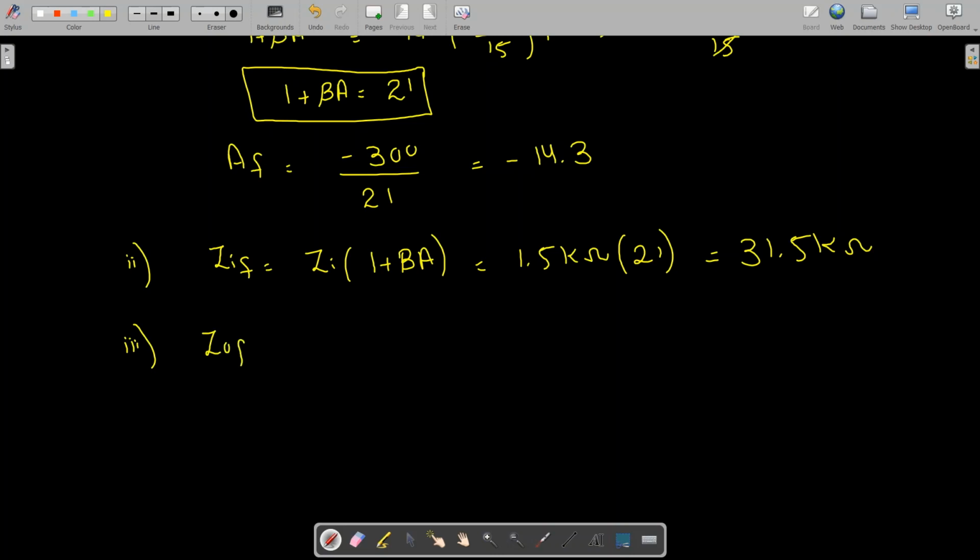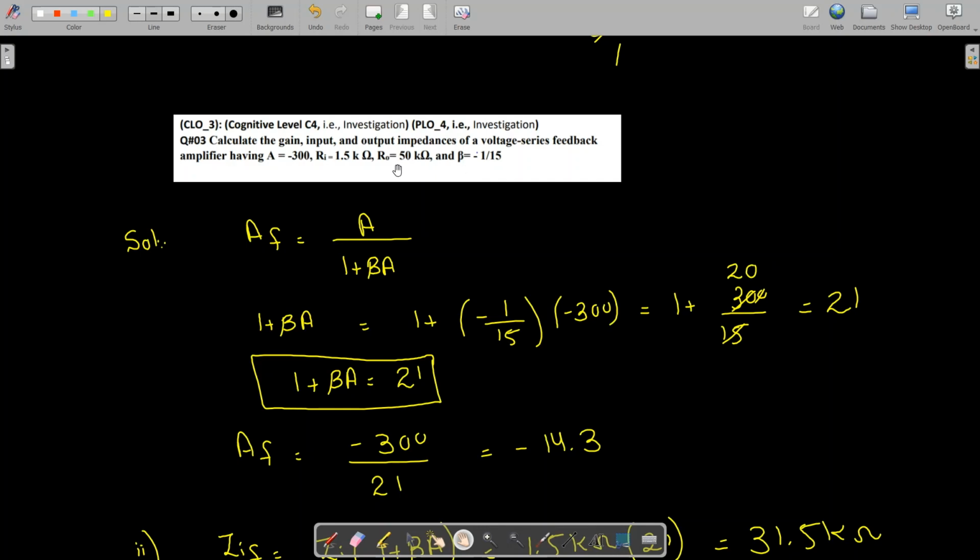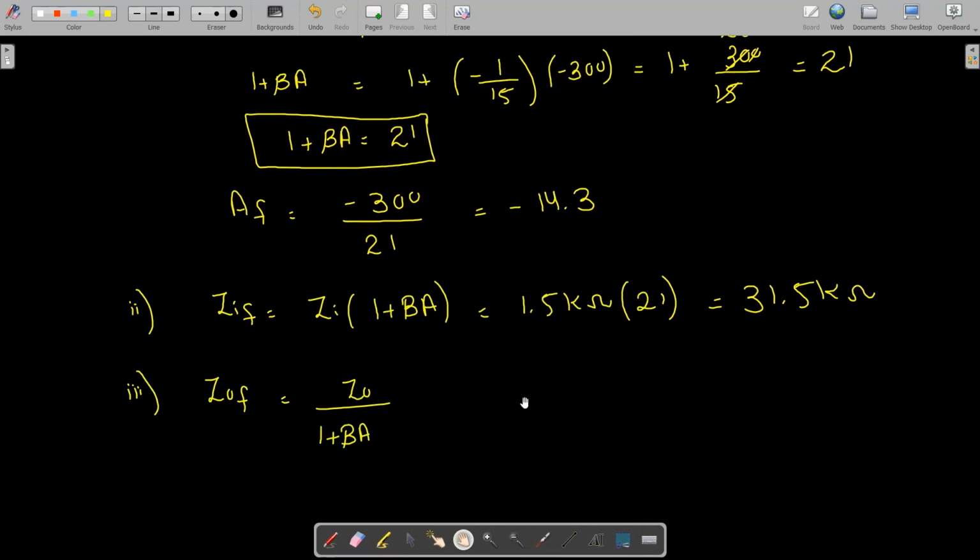And now we know that in voltage series feedback, the output impedance decreases by the amount 1 plus beta A. Again, the output impedance is given to you. This is your output resistance, which is 50 kilo ohm. So you need to just put the values: 50 kilo ohm divided by 1 plus beta A, which we calculated to be 21. If you solve this, you are going to get 2.38 kilo ohm.